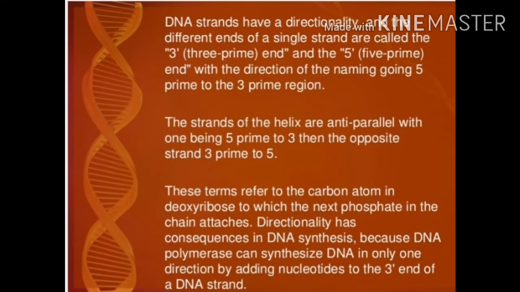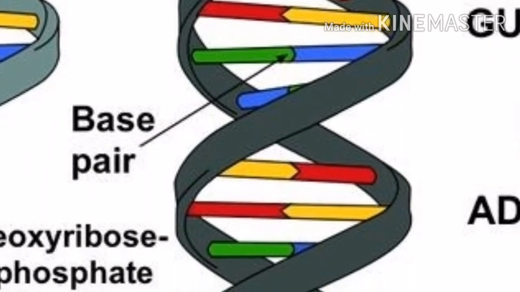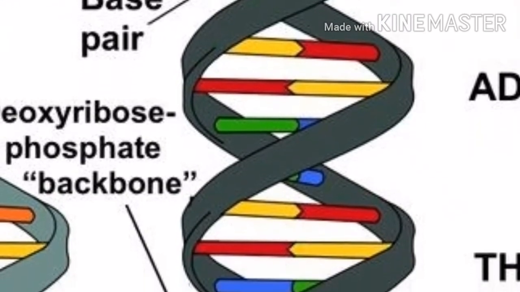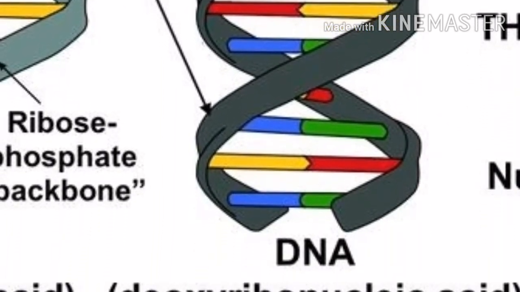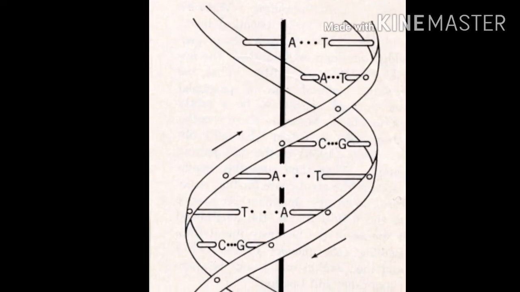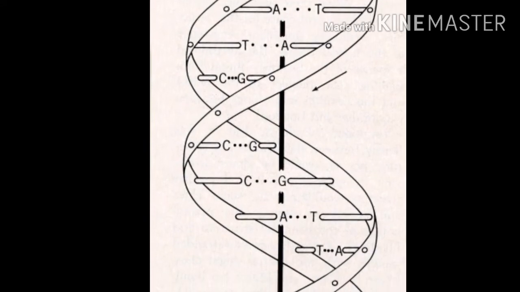So DNA strands have a directionality, and the different ends of a single strand are called the 3' end and the 5' end, with the direction of naming going from 5' to 3'. Actually the DNA strands are anti-parallel to each other, meaning one moves upward to downward and the other moves downward to upward. So both strands are anti-parallel to each other.